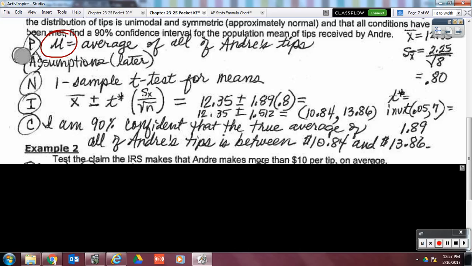Based on this confidence interval that you did today, when we run the test tomorrow, what do you think we're going to end up doing? Rejecting the null. Why? Because it's not in the interval. The entire interval is above $10. Since the entire interval is above $10, I think tomorrow when we run our test, we'll reject the null hypothesis and conclude that it is greater than.